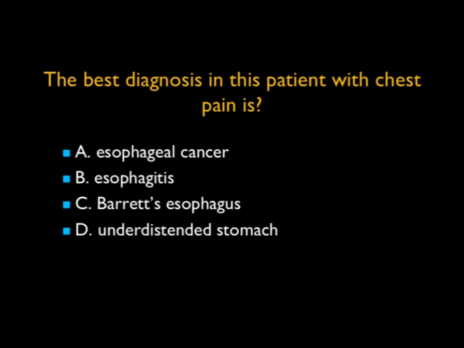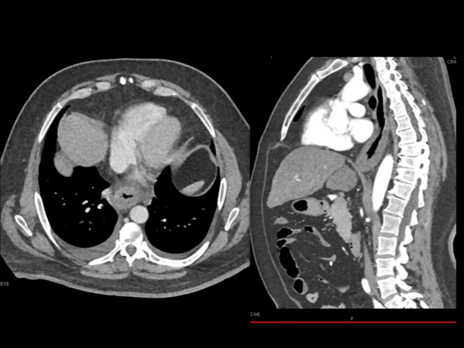This patient presented with chest pain. We were looking for a dissection. The aorta was normal, but look at the esophagus. The esophagus is thickened, particularly its distal half. Could this be simply esophagitis? Yes, it could, particularly if the patient was immunosuppressed. This is not due to lack of distension.